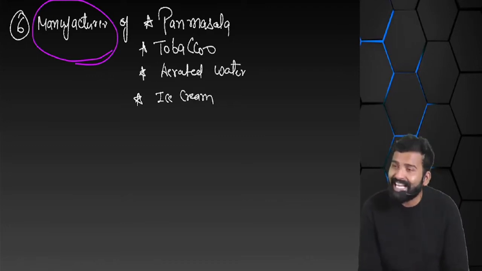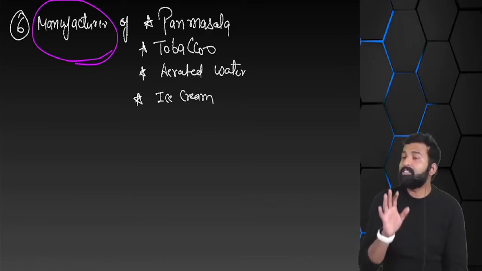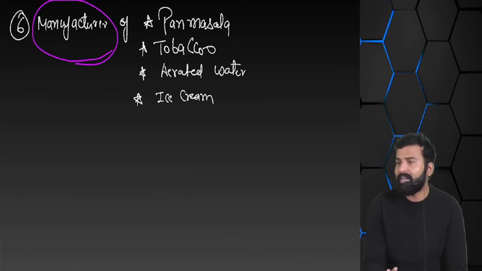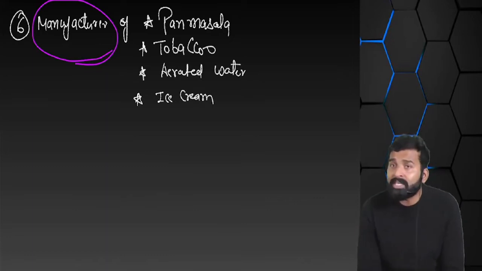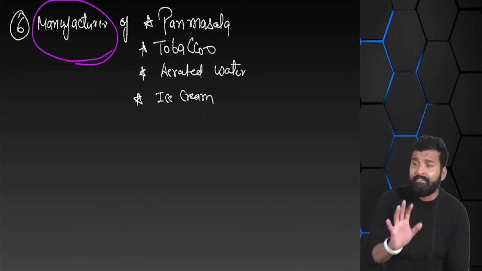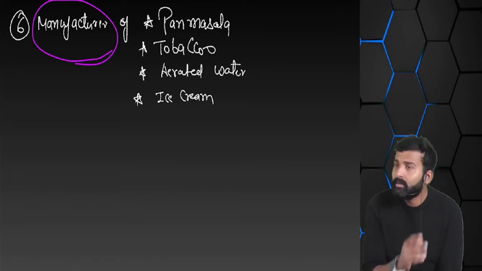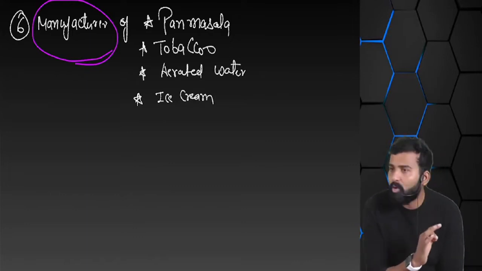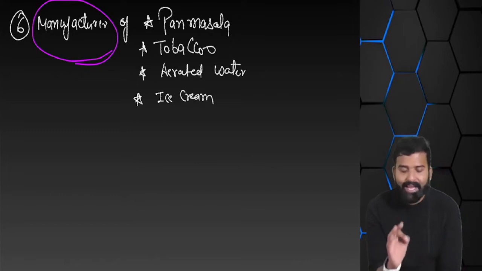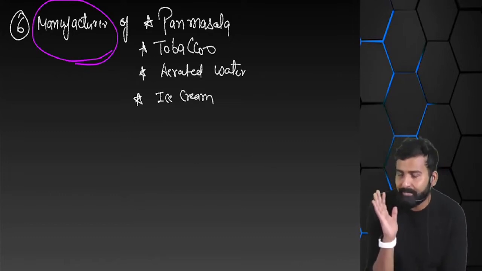If a person is selling ice cream, no problem. If a person is manufacturing ice cream, then he cannot avail the composition scheme. So the composition scheme is for those who are not manufacturing pan masala, tobacco, aerated water and ice cream. If a person is a manufacturer of these, then he cannot avail the composition scheme. So it's very easy.